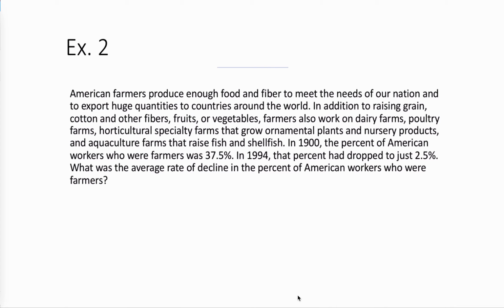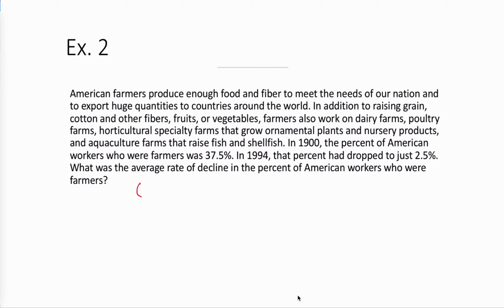American farmers produce enough food and fiber to meet the needs of our nation and to export huge quantities to countries around the world. In addition to raising grain, cotton, and other fibers, fruits, or vegetables, farmers also work on dairy farms, poultry farms, horticulture specialty farms that grow ornamental plants and nursery products, and aquaculture farms that raise fish and shellfish. In 1900, the percent of American workers who were farmers was 37.5%. In 1994, that percentage has dropped to just 2.5%. What is the average rate of decline in the percent of American workers who were farmers?